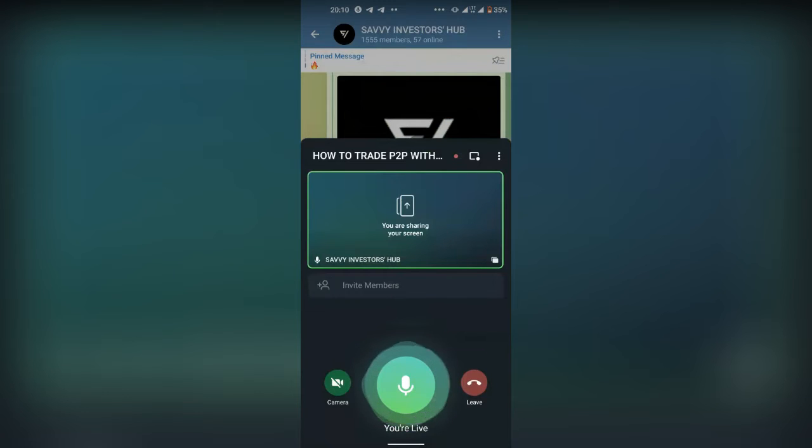When you do this volume over and over and over again, that's basically a whole lot of money, right? That is one of the reasons why you should trade P2P on Binance.